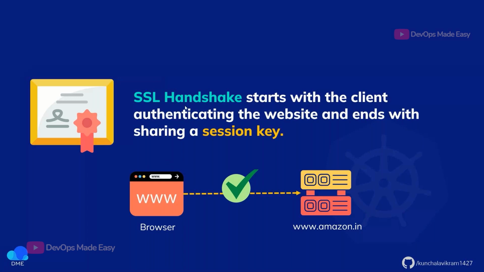Okay, so the session starts with the client authenticating the website. That is the first step. That is, it will validate whether Amazon.com is the actual Amazon.com by Amazon, or it is a fake website hosted by some fake hacker. Okay, that is the first method.